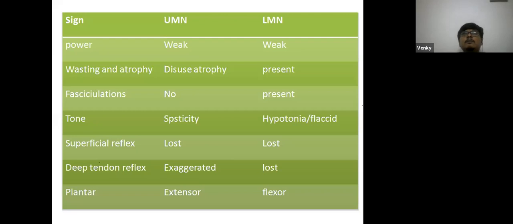Superficial reflexes, both in upper motor neuron lesion and lower motor neuron lesion, will be lost. Deep tendon reflexes will be exaggerated in the upper motor neuron lesion, whereas in lower motor neuron lesion deep tendon reflexes will be lost. Plantar in upper motor neuron lesion is extensor type, whereas in lower motor neuron lesion it is flexor.